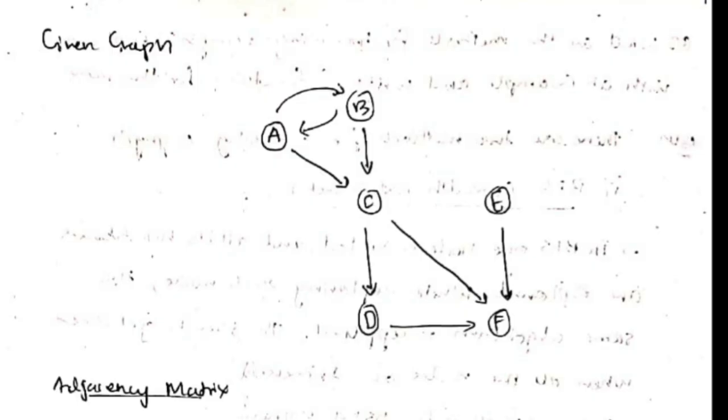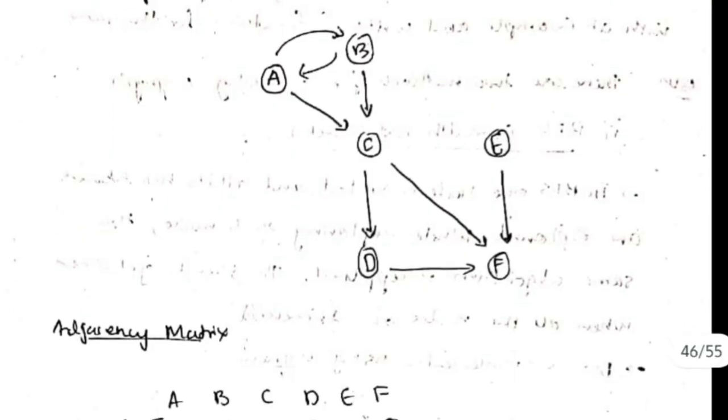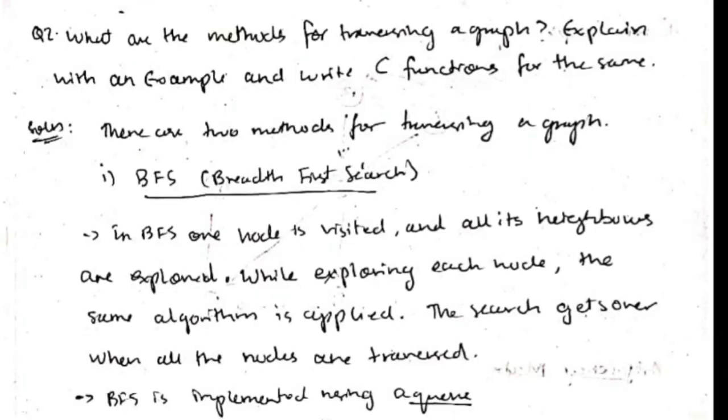In the question we have been given this graph, and we have to make the adjacency matrix. So first we will make all these nodes A, B, C, D, E and F in the rows and columns, and wherever there is an edge we will make it 1, and where there is no edge we will make it 0. And the adjacency list is also the same. A is having the nodes B and C, so we will write it in sequential order. This is a very important question.